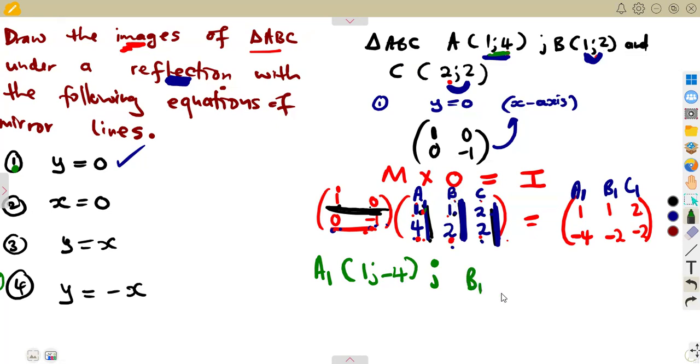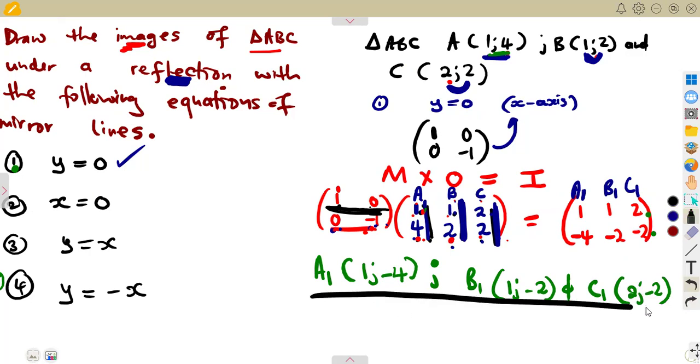So it is the same thing. We have the B1 as a matrix. Let's write it as a point, B1. So this is 1 minus 2. That's 1 minus 2 as a point. And C1, the last part, is 2 minus 2. So that's 2 minus 2. Just like that. So these are the coordinates.